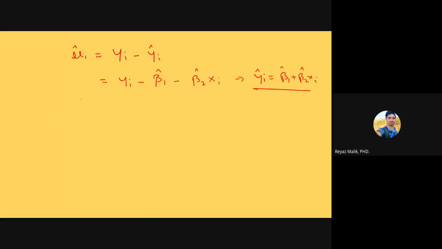Okay, so if I write the correct terminology: error is equal to the actual, or population, regression function minus the sample regression function. Error is equal to that. So the difference will give us how much error we have.